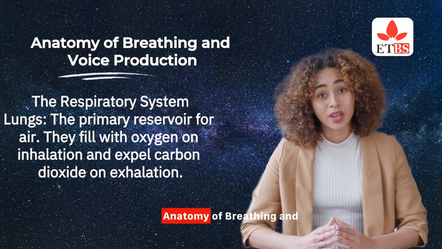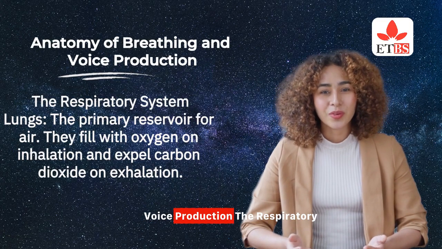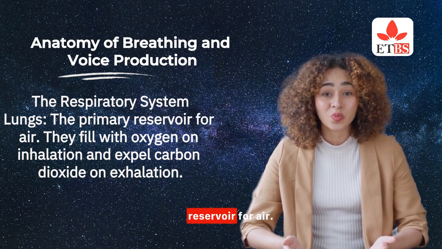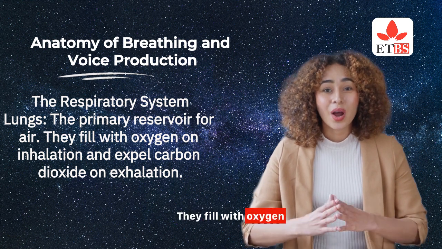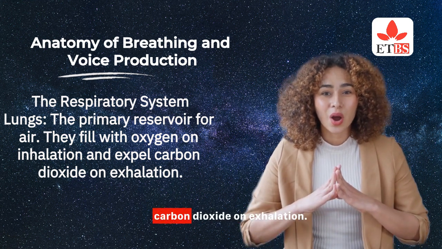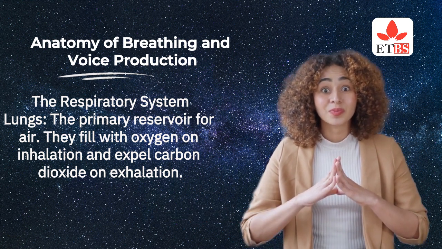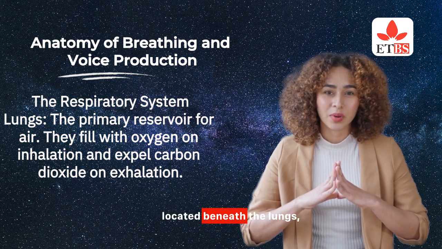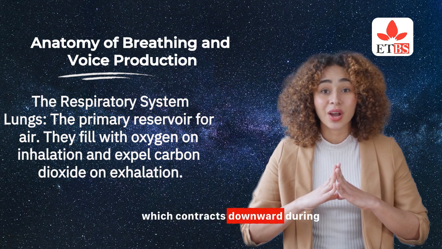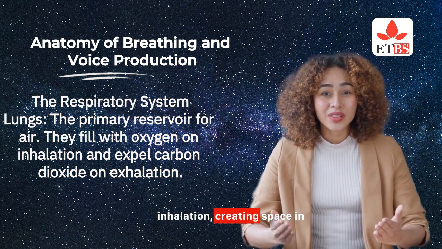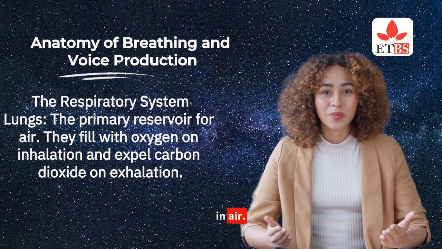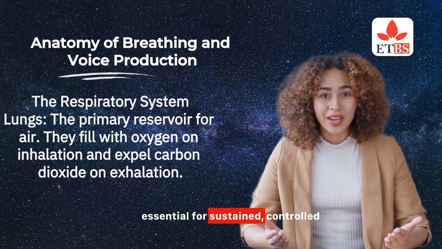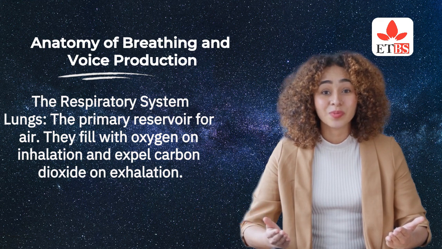1b. Anatomy of breathing and voice production. The respiratory system. Lungs, the primary reservoir for air. They fill with oxygen on inhalation and expel carbon dioxide on exhalation. Diaphragm. A dome-shaped muscle located beneath the lungs, which contracts downward during inhalation, creating space in the lungs to draw in air. Proper diaphragmatic breathing is essential for sustained, controlled vocalization.